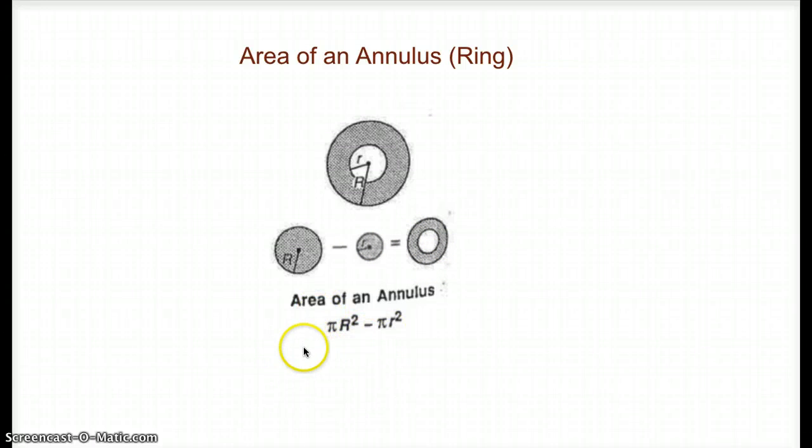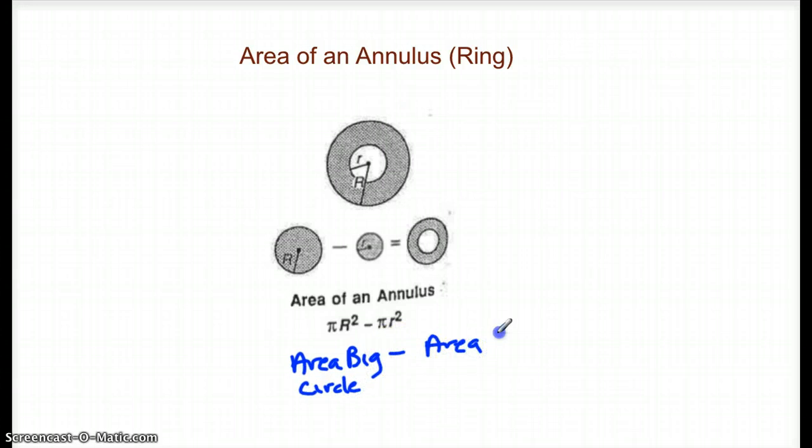So the area of an annulus can be thought of as the area of the big circle minus the area of the small circle. Notice in the formula that the capital R represents the radius of the big circle, and the smaller circle's radius is represented by a lowercase r. So that way it helps you keep track of which one is which.